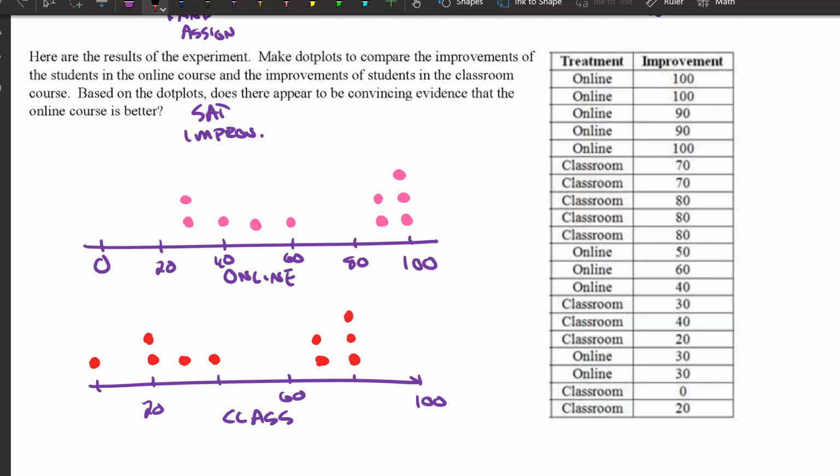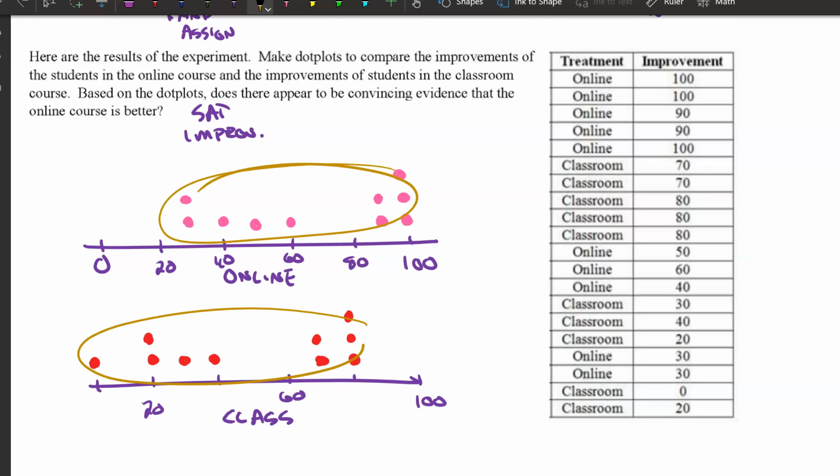Now, what's working against us, and you guys, I don't know if you can articulate it or not, is the spread. The fact that both of these are pretty spread out makes it really hard to compare and to see if there's actually an improvement. It does seem like there's a general improvement. It looks like there's a general shifting here. It looks like these are centered here and these are centered there.